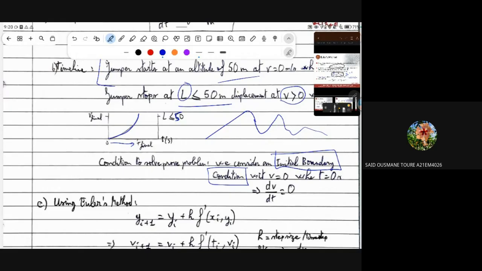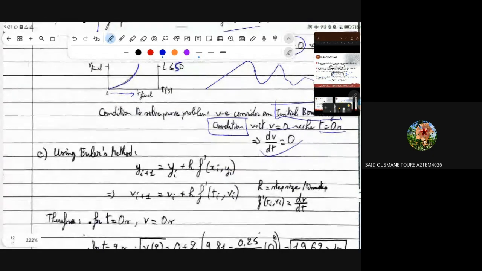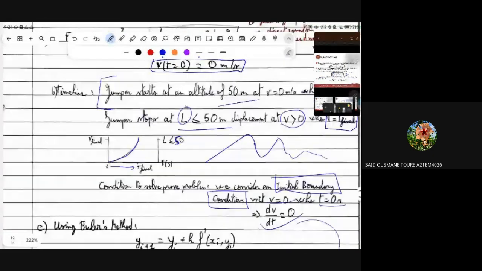So it's the same case. Initial boundary condition or initial boundary problem, with V equals 0 when T equals 0. So if V equals 0, the derivative is also equal to 0. So we take this to our advantage here later. Okay? So that's the idea.